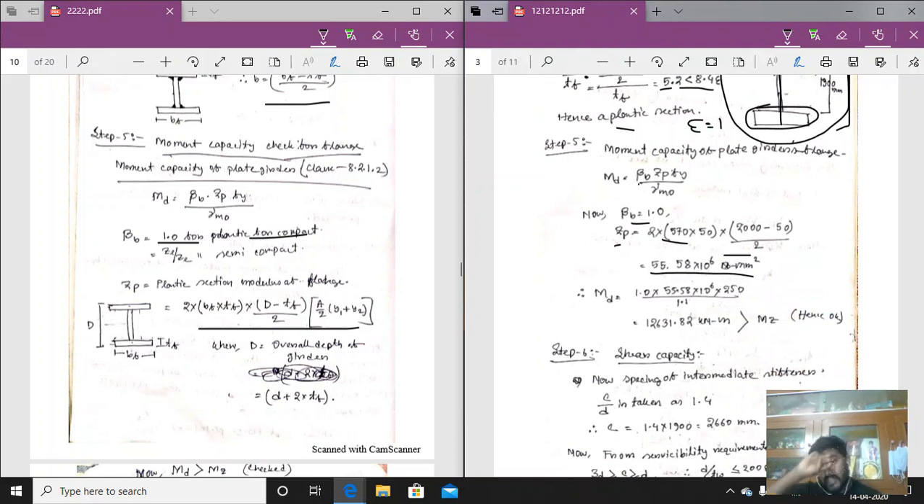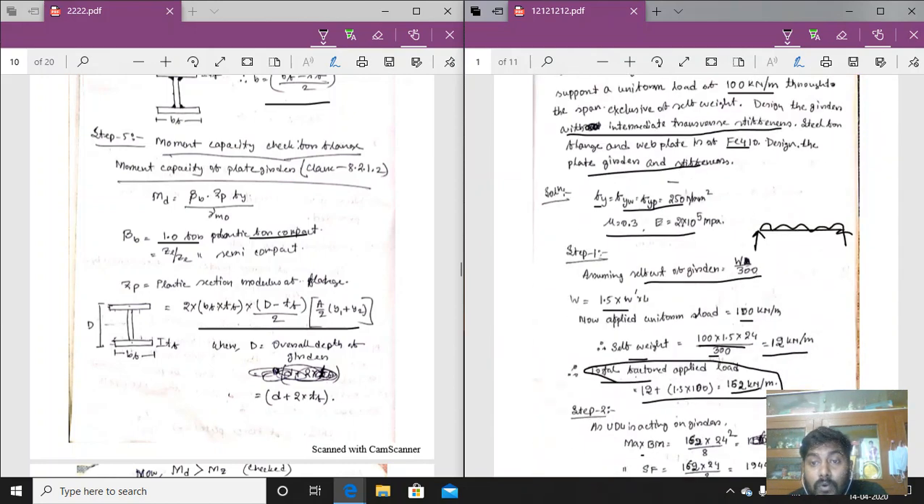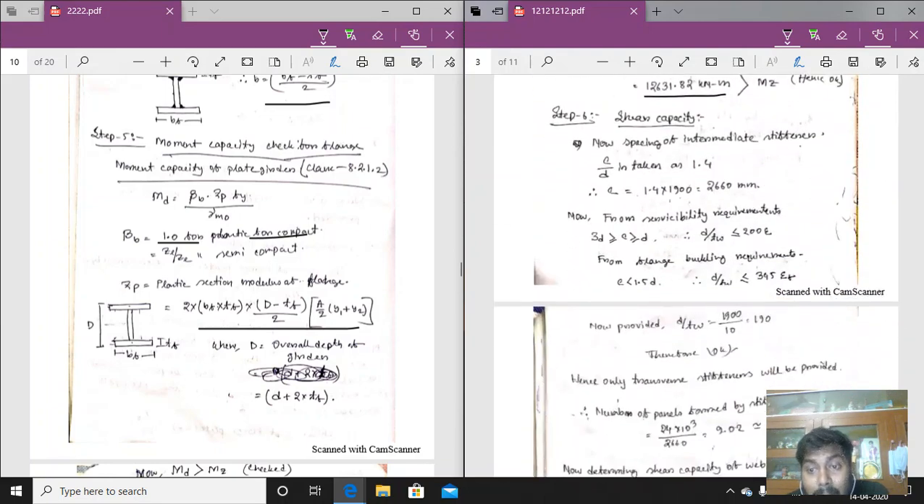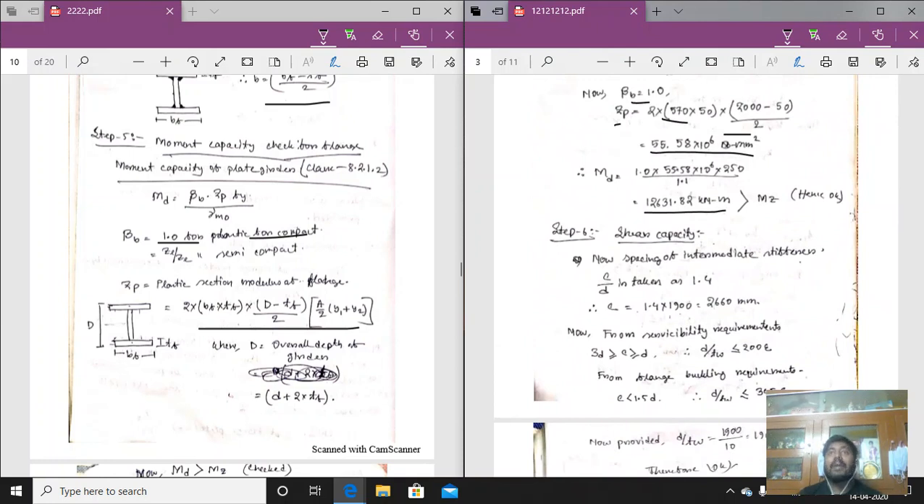So Md, putting the value of all the Zp, fy, gamma m0, we are getting 12,631.82 kilonewton meter, which is greater than the Mz value. What is the value of Mz we have got? 11,664. So moment capacity is safe in the design. But as we know, the most important problem for the design of the plate girder is the shear capacity, that is the buckling we have to check. So let us check the shear capacity.